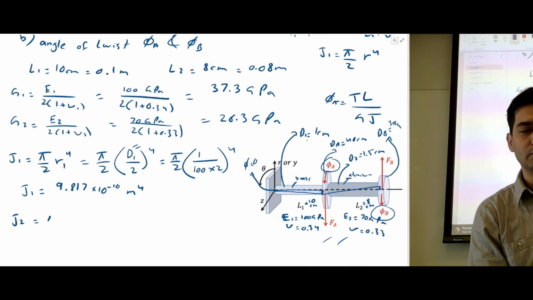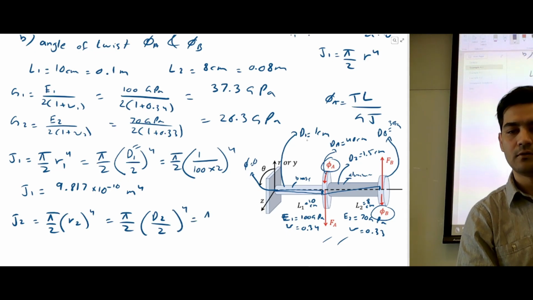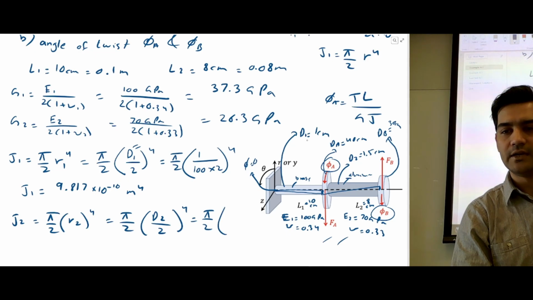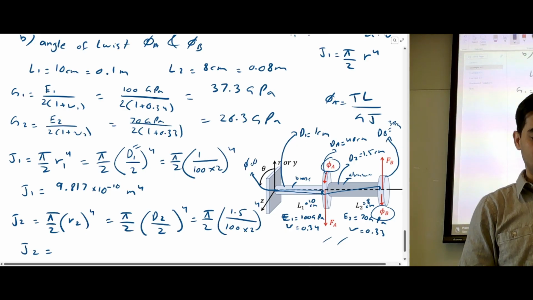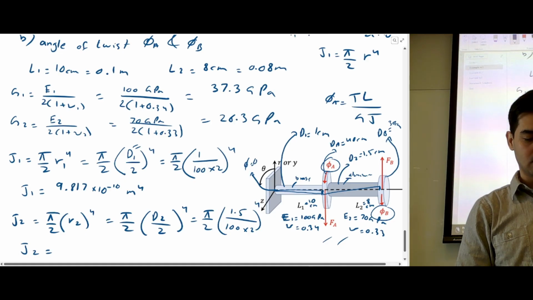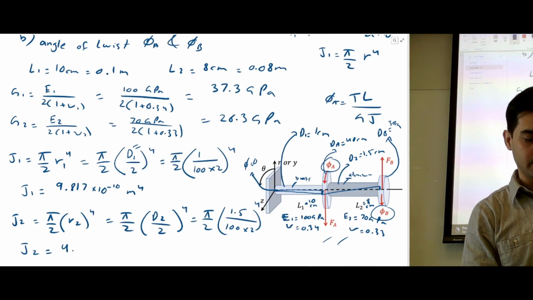And for J2, you're going to get pi by 2 R2 power 4, which is pi by 2 into (D2 by 2) power 4. The value of D2 is 1.5, and I'm going to divide by 100 to make it meter. So the value of J2 would be equal to 4.97 into 10 raised to the power minus 9 meter 4.